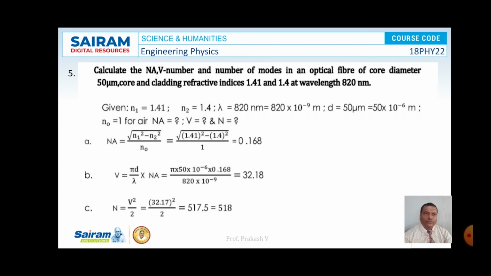And the number of modes supported by the optical fiber is given as V square by 2. So N is equal to V square by 2. So V is 32.18, square divided by 2. Then on simplification we will get 517.5, or it is approximately equal to 580. So the number of modes supported by the optical fiber is 580, V is found to be 32.18 and numerical aperture is found to be 0.168. This is the solution for this problem.